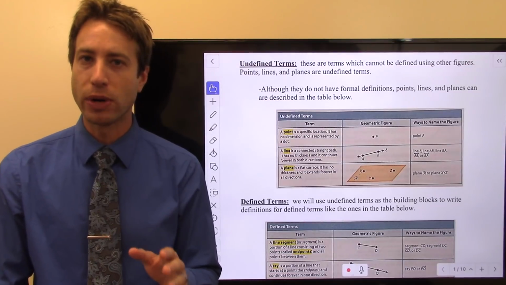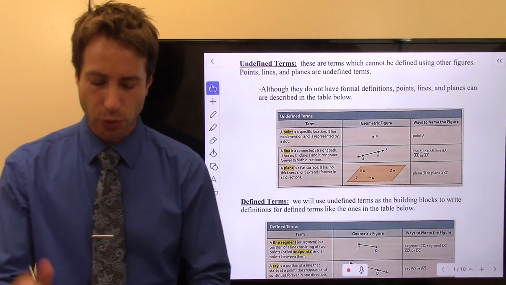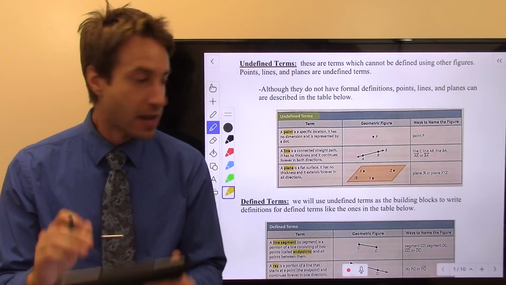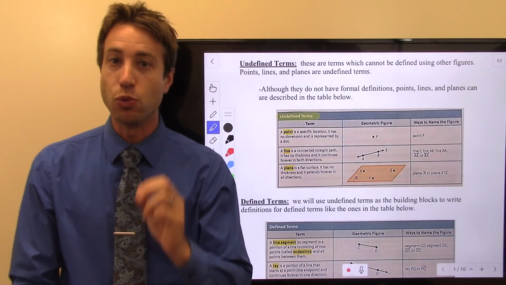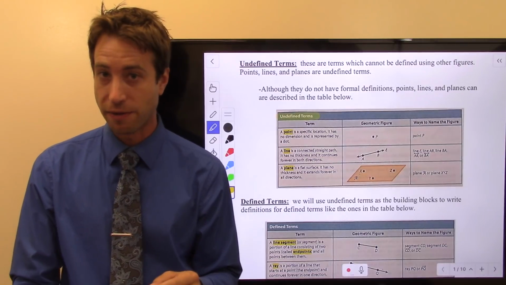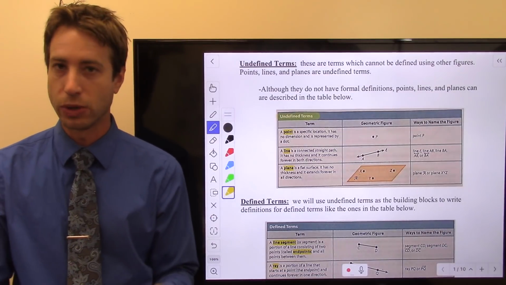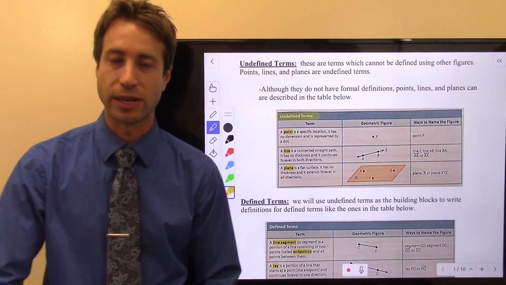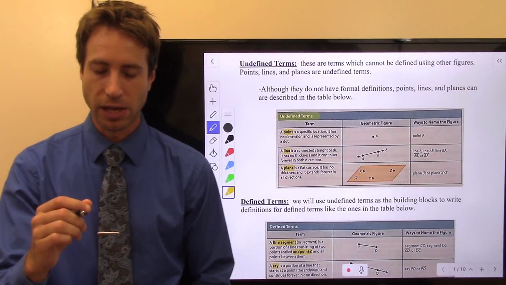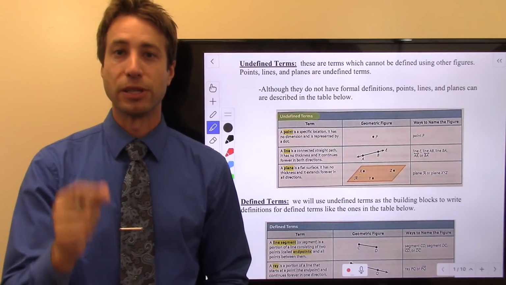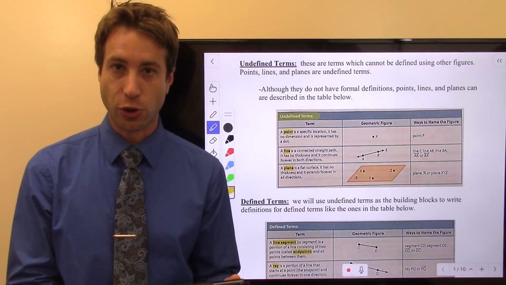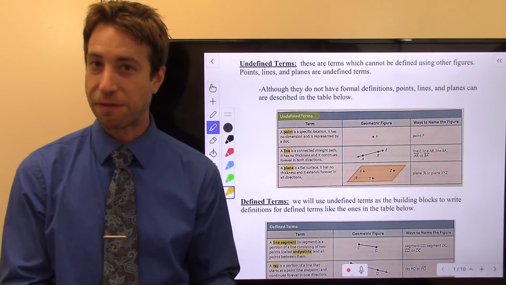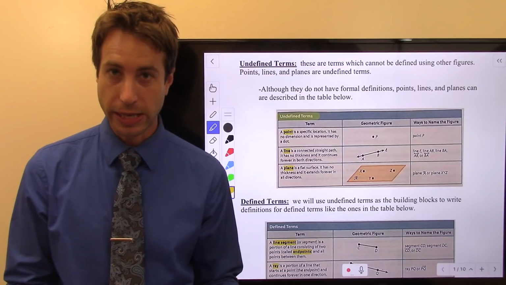So we're going to start off with points, lines, and planes, and a really important note here: yes, if you're taking this class with me, you will need to know these as undefined terms. I will ask you on quizzes and tests, what are some examples of undefined terms in geometry? Now here's what I mean by undefined terms. Think of the word between, all right? The word between does not have a formal definition. You cannot define the word between.